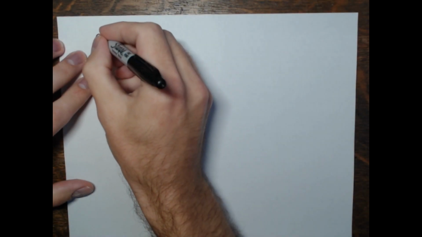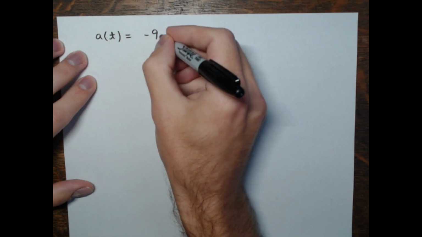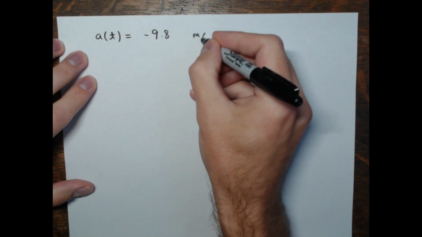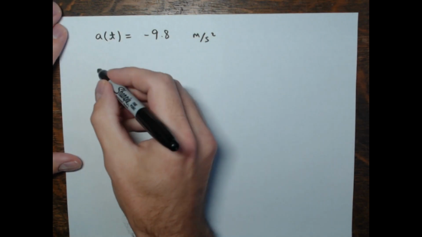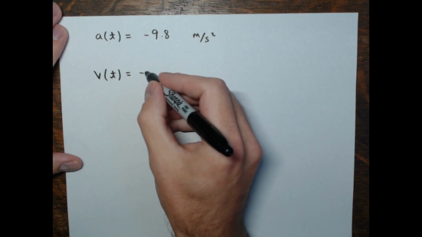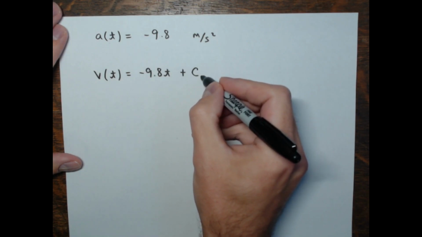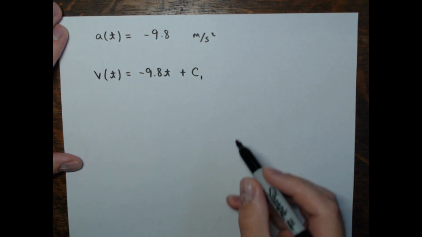So same start as all these other projectile motion, falling bodies problems where only gravity is concerned, right? So acceleration is once again starting off as negative 9.8 meters per second squared. You integrate to find the velocity function, right? Velocity is negative 9.8 t plus some constant, right? I'll call it c1 again.